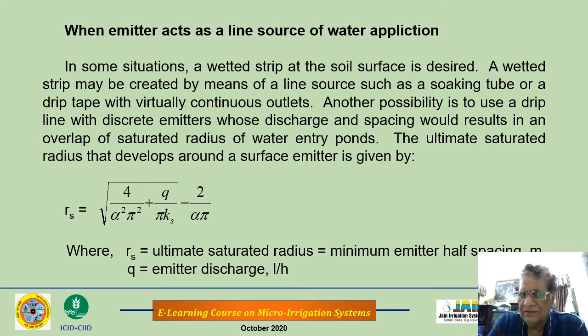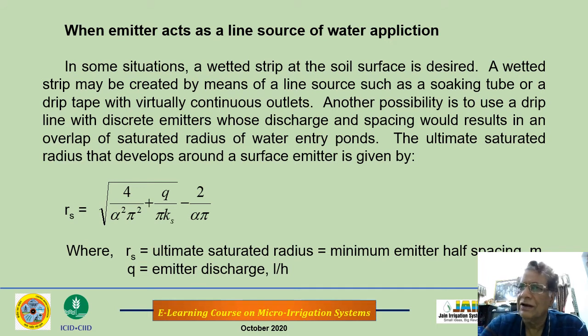But when the emitter starts acting as a line source, then it is no more a point source of water application, but it's a line source of water application. And it can be achieved by different types of tapes having very close emitters, or maybe a tube which is a leaking tube or a soaking tube or whatever. Now, by having this, it will slowly develop into a strip, a wetted strip.